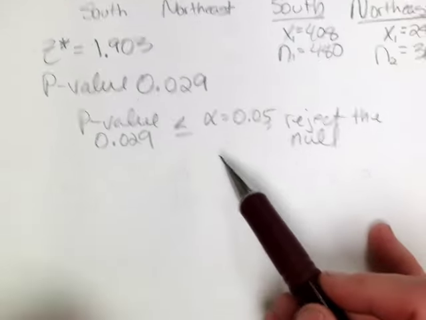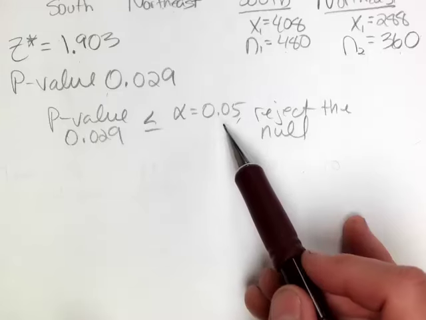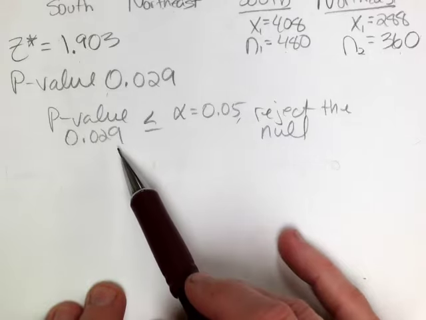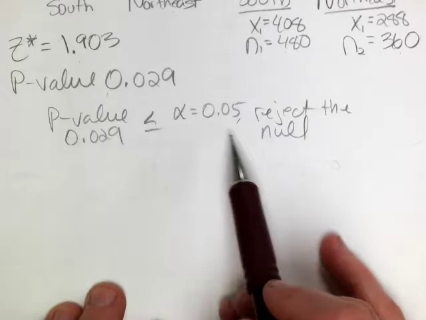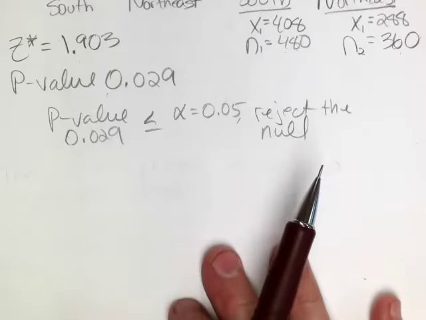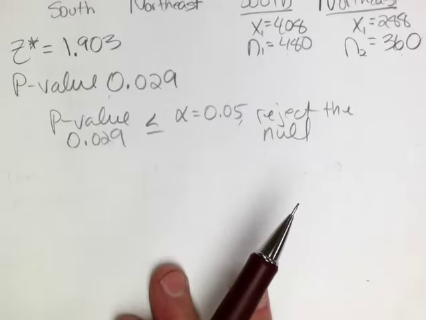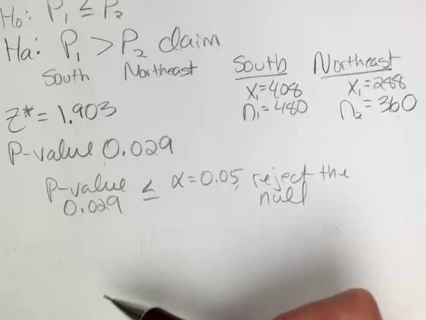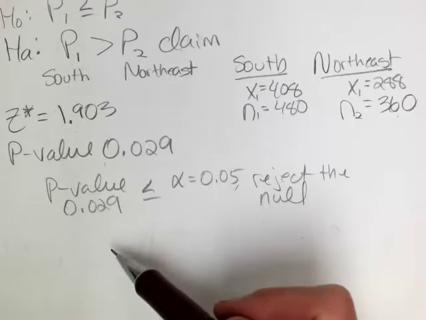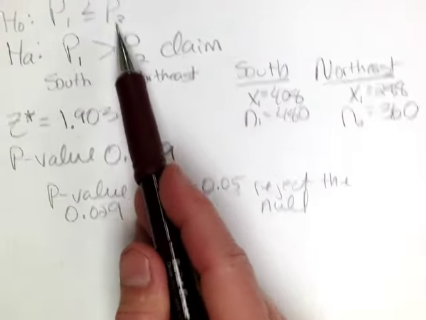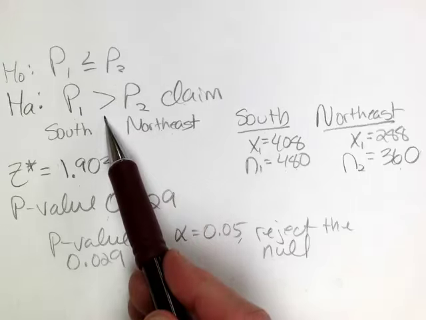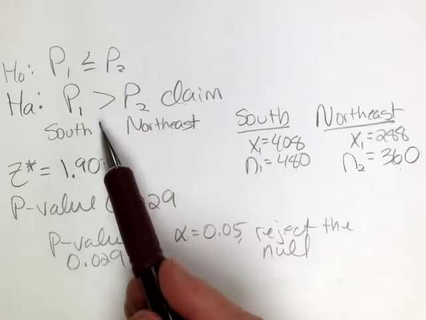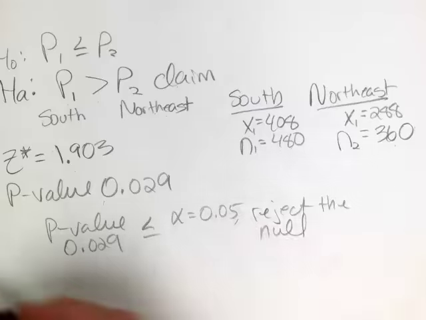Okay, so I'm using a level of significance of 0.05. So this p-value is less than or equal to that, so I'm going to reject the null. So the question is, can you support the claim that the proportion of drivers who wear seatbelts is greater in the south than in the northeast? Because I'm rejecting the null in this problem, I am supporting the claim. So there is sufficient evidence to support the claim.